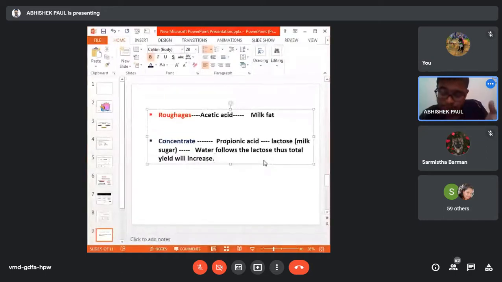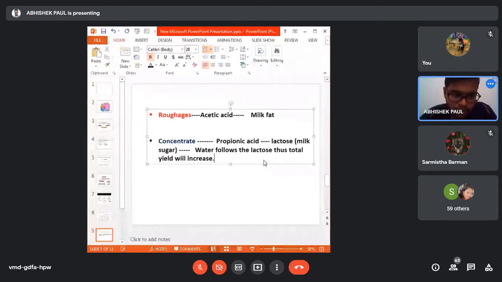So if lactose is more in the udder, that means in the mammary gland of the cow, then more water will also come. So if more water is coming, that means total milk will increase, is it not? So that's why if you are offering more concentrate, then you will get more amount of milk.